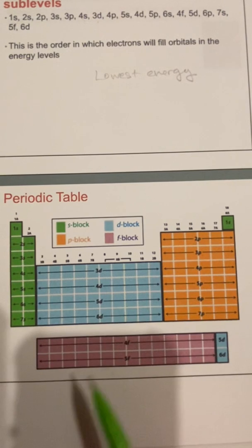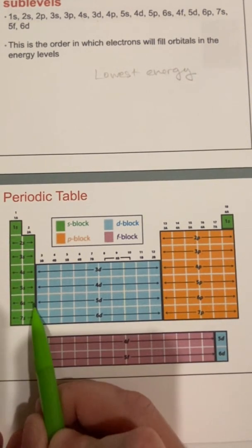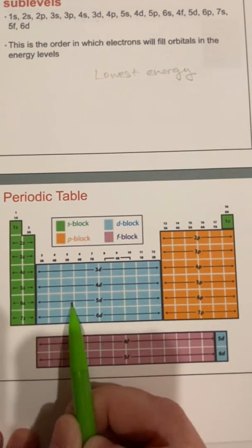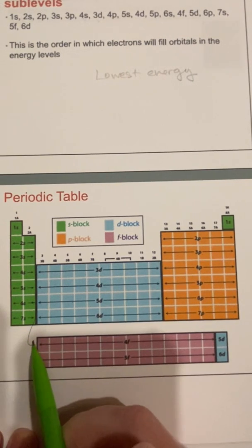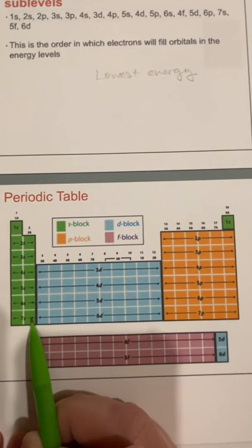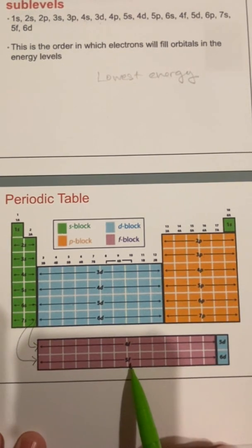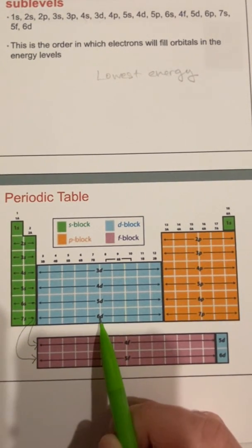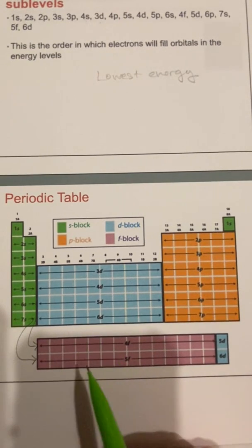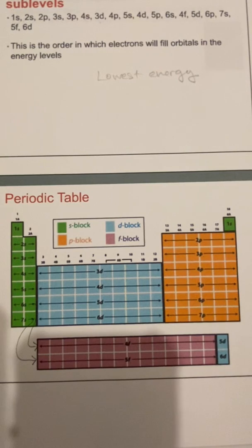And as you go down, we're not going to work with any harder ones here, but after 6s, before it goes to 5d, it actually comes down here and fills 4f. And then same thing on 7s. It comes down here and it fills 5f, and then it goes back up to 6d. We will be working with some harder ones. I'm not going to focus on those right now, but that's just how you read this periodic table to figure out how to solve that.